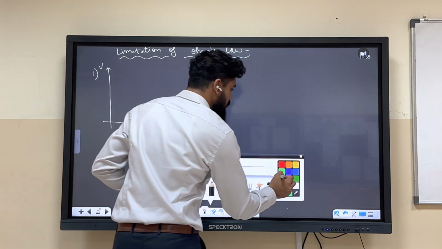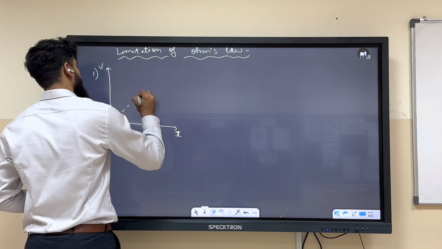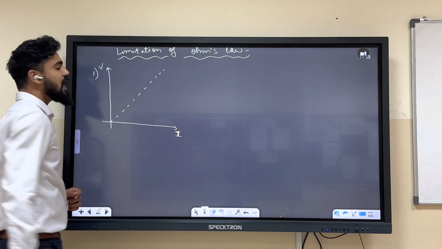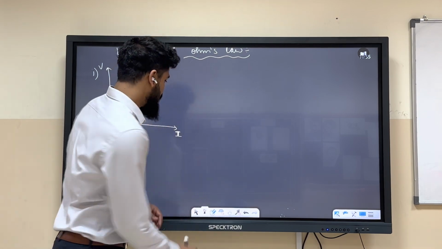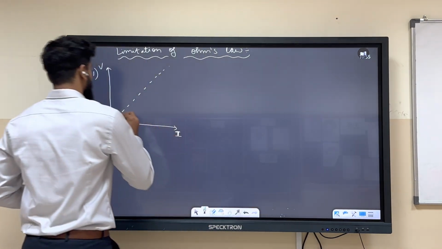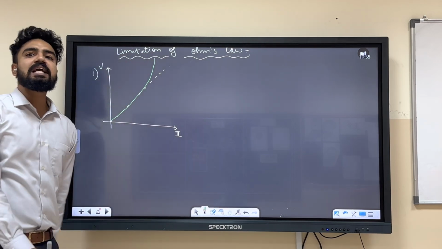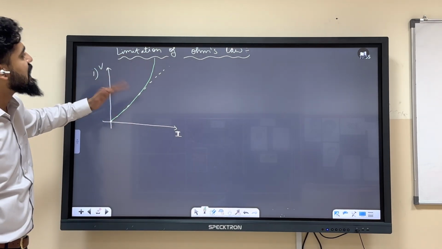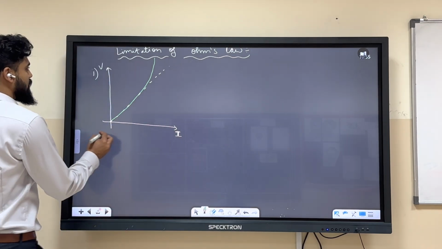Okay. So this is the line V equals IR that your curve was supposed to follow. But in reality, what happens? In reality, this happens. It slightly deviates from this line after a certain point.